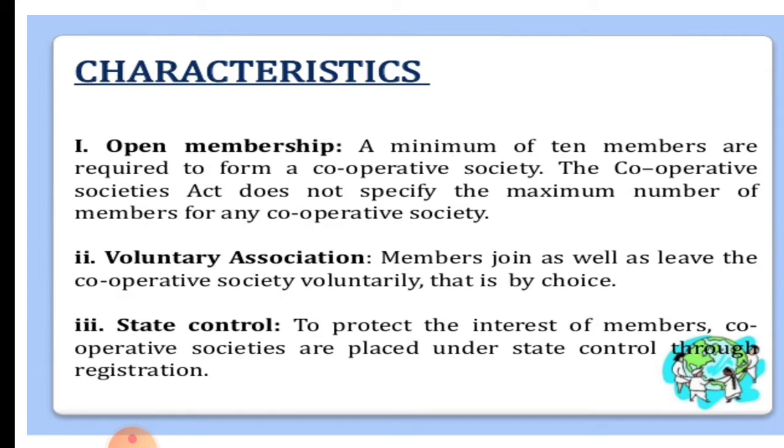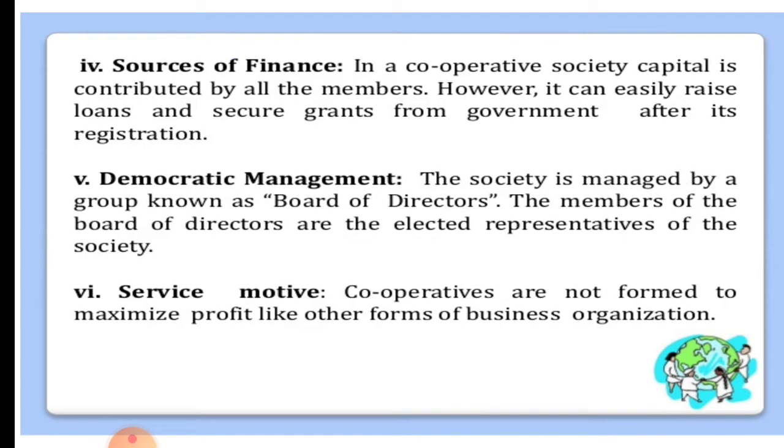The third point is state control. To protect the interest of the members, the cooperative societies are placed under the state control through registration. So the cooperative society, before it starts to function, has to get registered under the register of cooperative society. So that is very, very important because the people who are the members are the weaker section of the society. In order to protect the interest of those people, the society has to get registered.